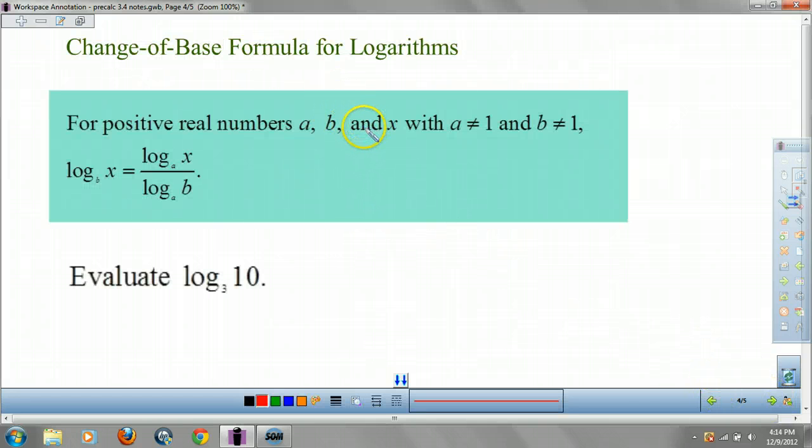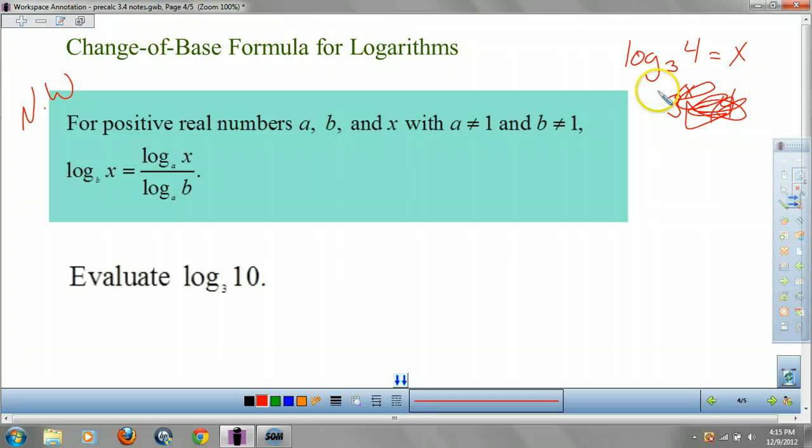Alright, change of base formula for logarithms. This stuff's pretty important. Remember before, how if you see something like this, we're out of luck. We can't plug that into our calculators. What we have is 3 to the x equals 4. I don't know what power you can take 3 to to equal 4. I give up. I quit.